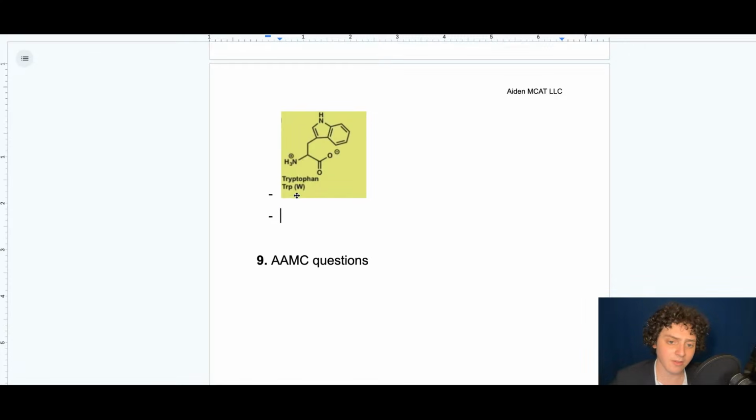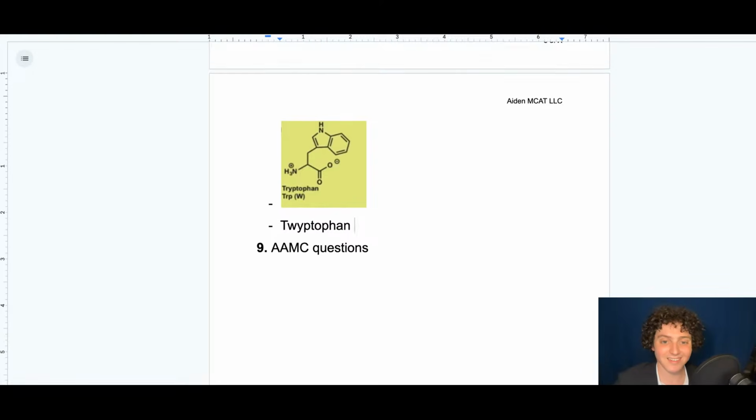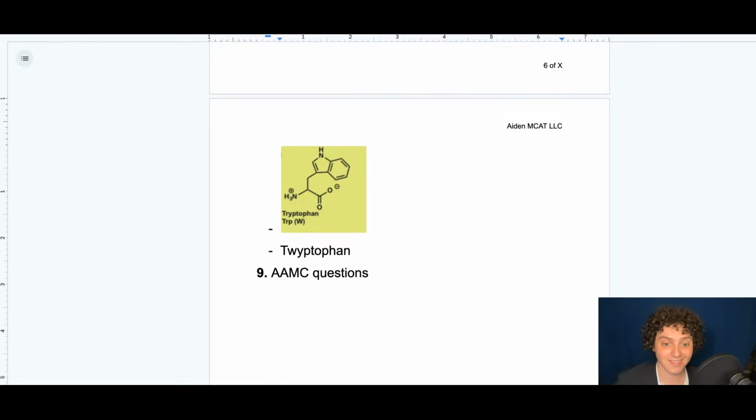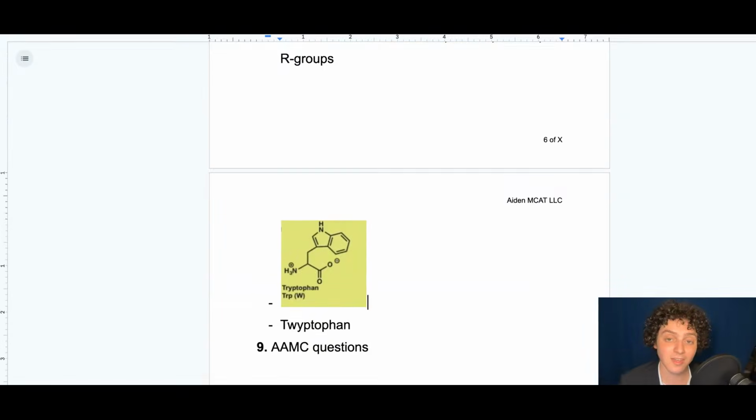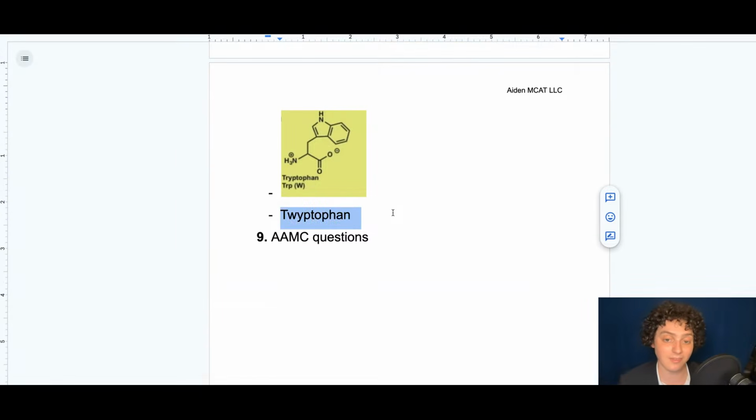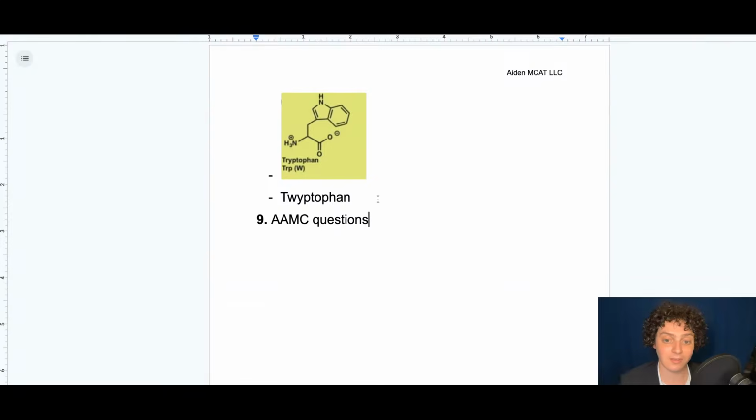And there's no mnemonic for that one. That's straightforward. But the one-letter abbreviation for tryptophan is W, and that can be memorized by memorizing tryptophan. Okay, the amino acid tryptophan has a W as its abbreviation. There you go. There's 19 more, and they can be easily split up over days, weeks to be memorized.